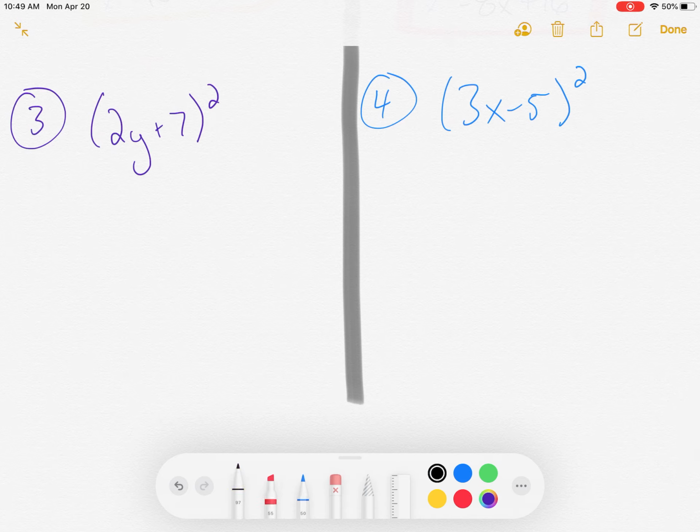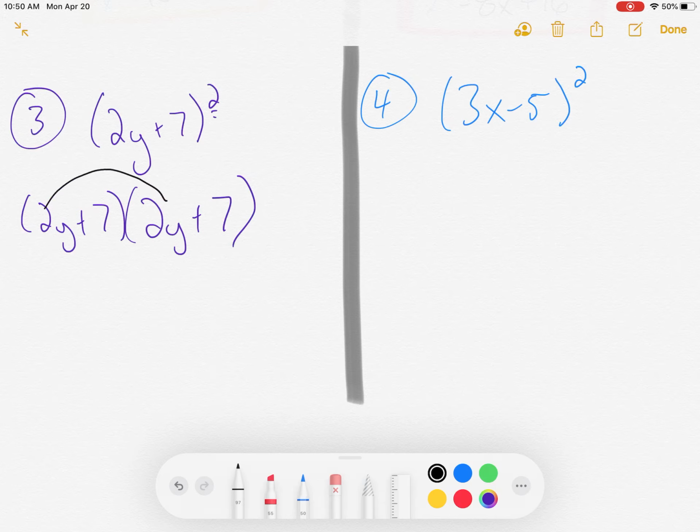Okay, 2 more problems here. Okay, number 3, it's 2y plus 7 squared. Again, the squared right here tells you you have this binomial. It's a binomial because there's 2 terms. You have it twice. So what I'm going to do is go through and FOIL this guy out.